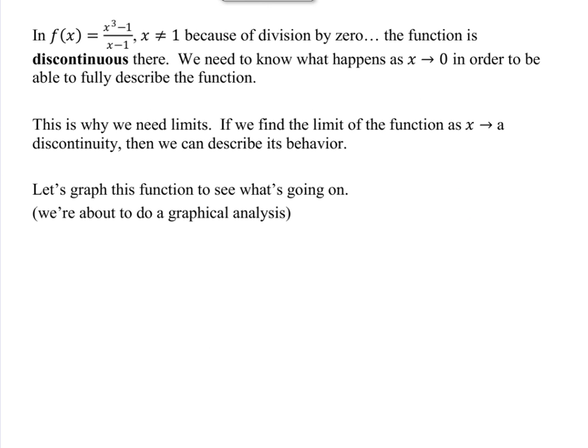So in that function, f of x equals x cubed minus 1 divided by x minus 1, x can't equal 1 because of the division by 0. The function is what we would call discontinuous there. As a vocabulary word for you, we're going to be talking about discontinuous and discontinuities a lot, especially in this chapter. The function is discontinuous there because you can't divide by 0. And right there, you would have division by 0.